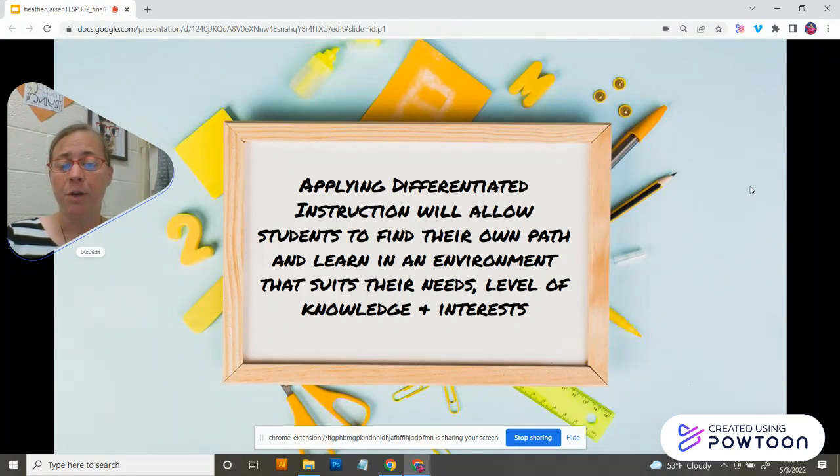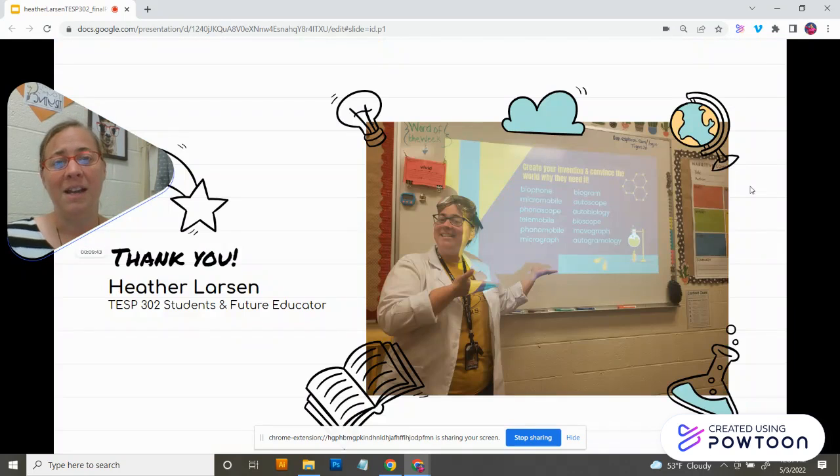Applying differentiated instruction will allow students to find their own path and learn in an environment that suits their needs, level of knowledge, and interest. We are not talking about cookie cutter instruction straight from the curriculum right into the classroom. We want to make sure that we are considering our students' needs, considering their advancement or their struggles, considering how we can help them excel in every way. So as a teacher, that is absolutely my job, is to give them that special education that they need.